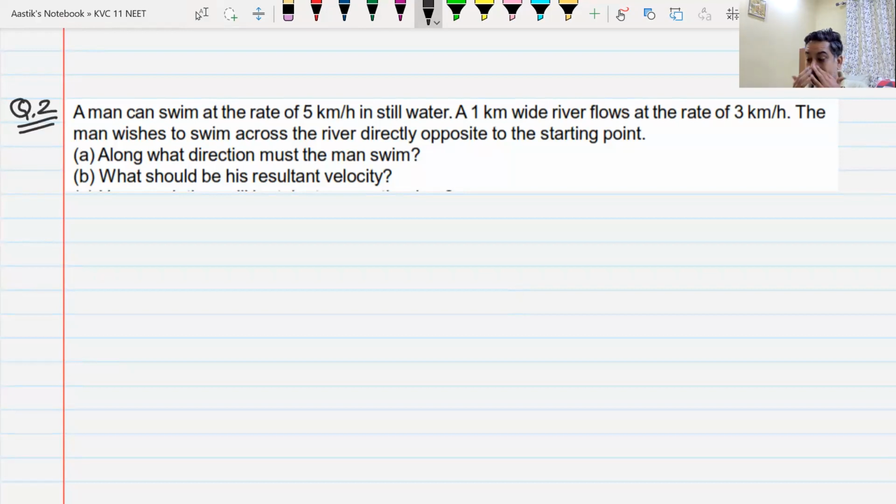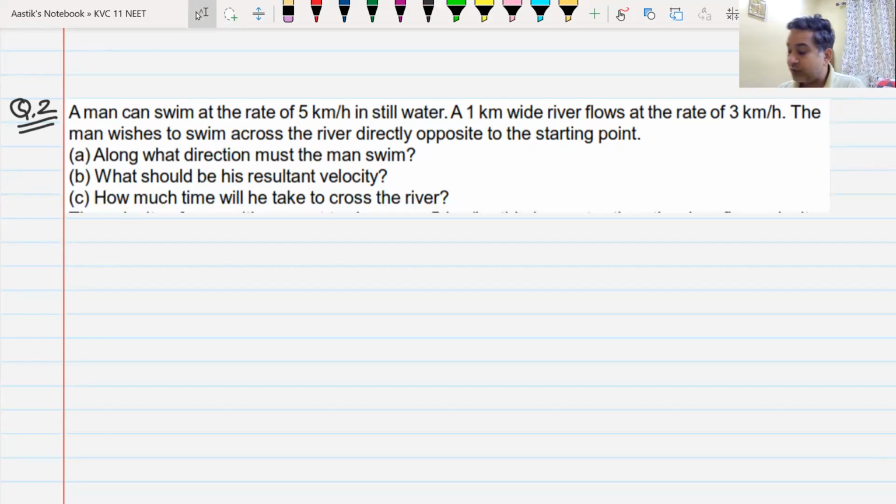A man can swim at the rate of 5 km per hour in still water. A 5 km wide river flows at the rate of 3 km per hour. The man wishes to swim across the river directly opposite to the starting point. Question number 1. Along which direction must he swim?